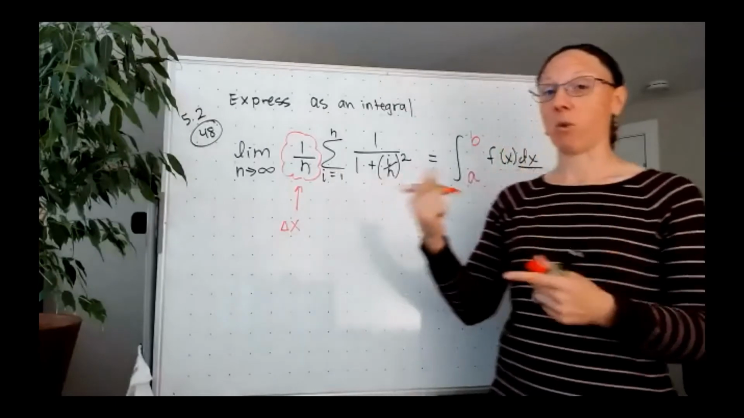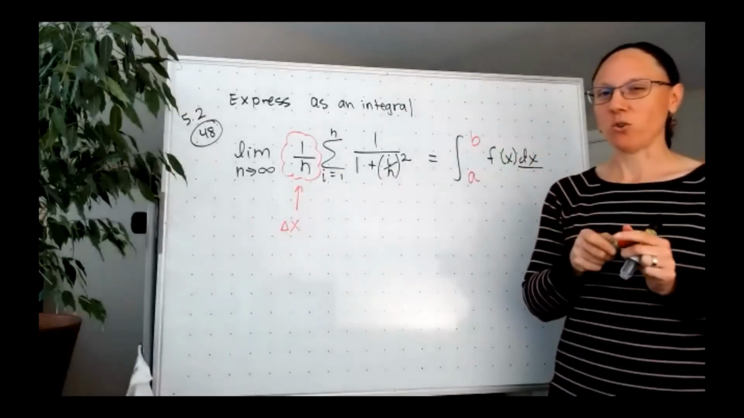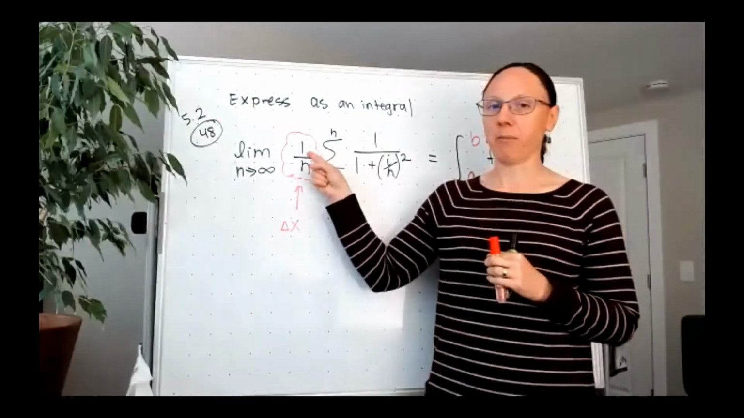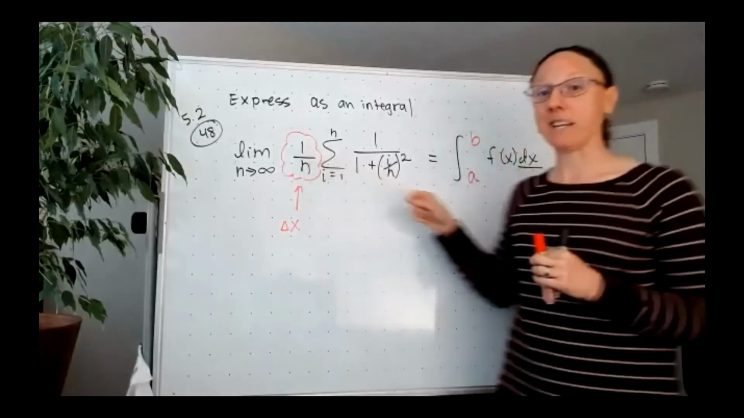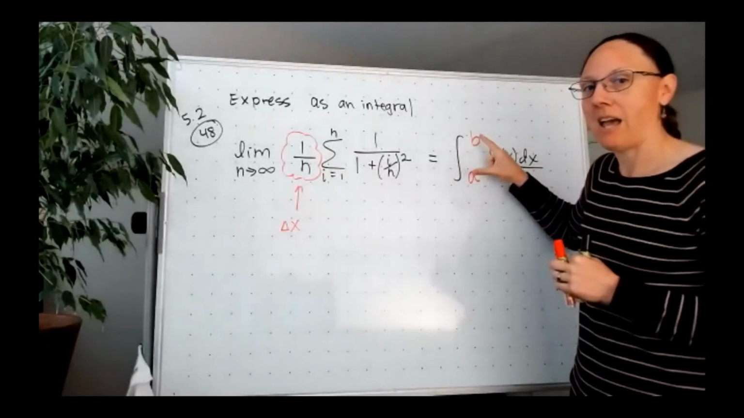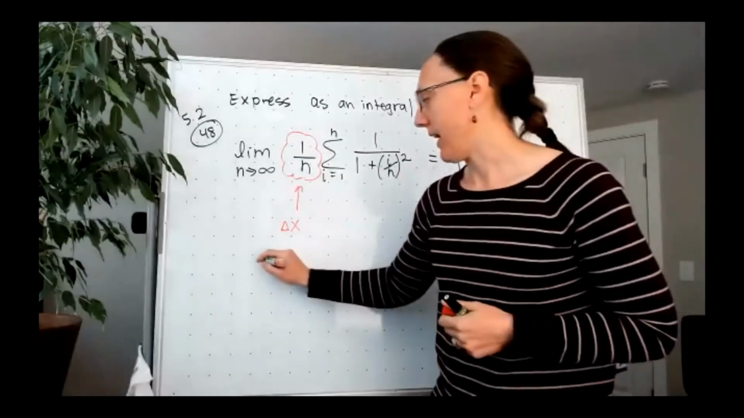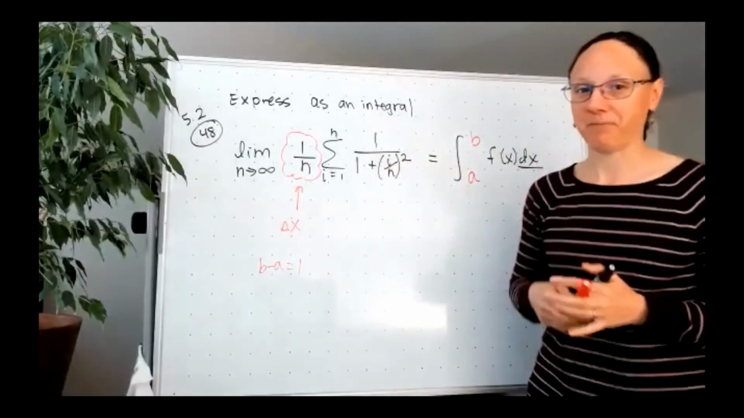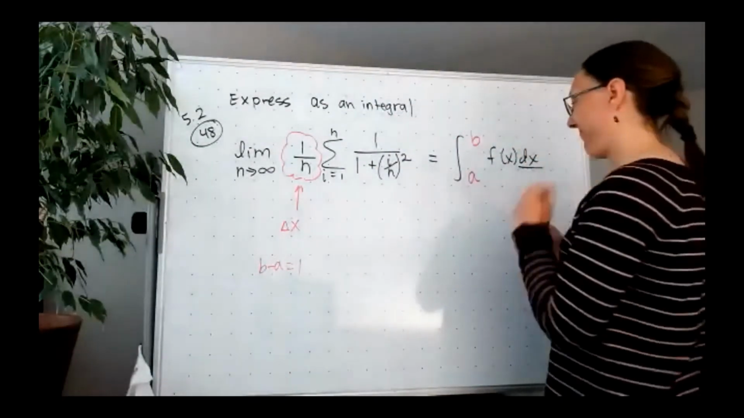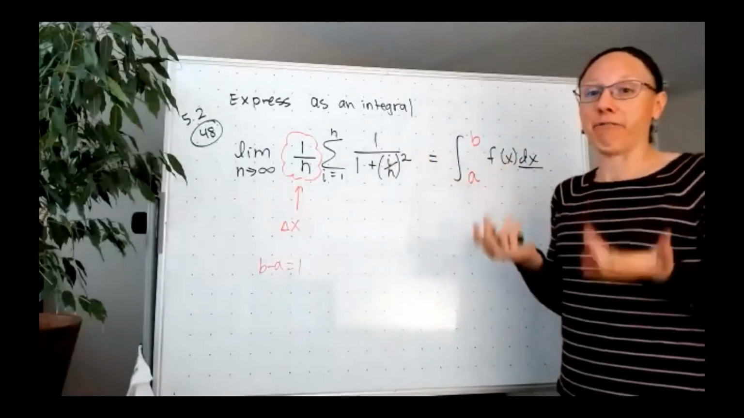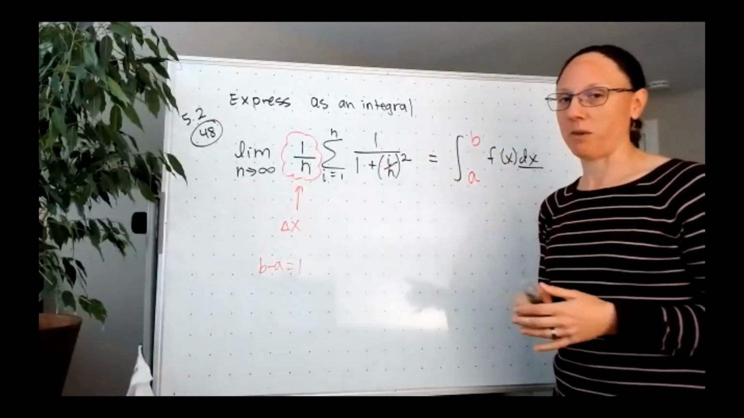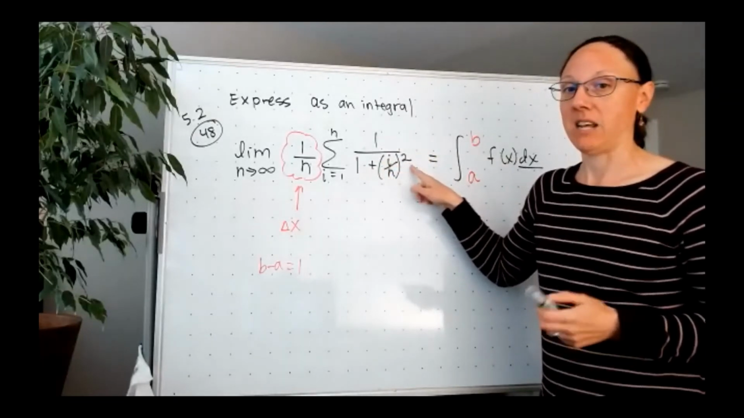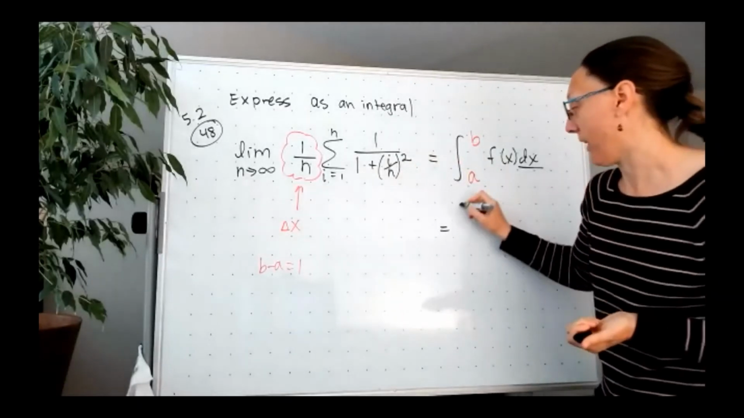So that, if we're working this backwards, just told me that the total width of my interval has to be 1, right? So the difference between a and b has to be 1. I now know that b minus a is equal to 1. Now I'm going to look at this. When I look at that, the function that jumps out to me is 1 over 1 plus x squared. That's the function that I see when I look at that.